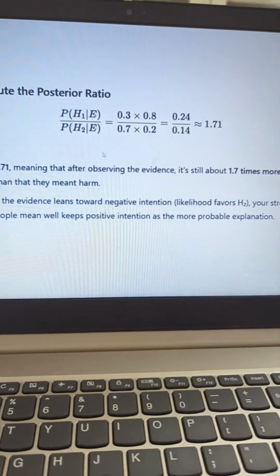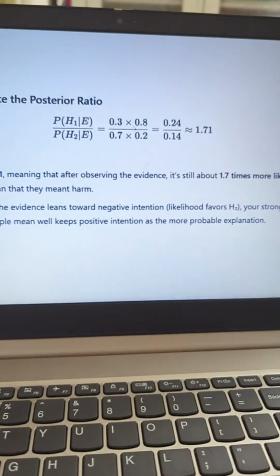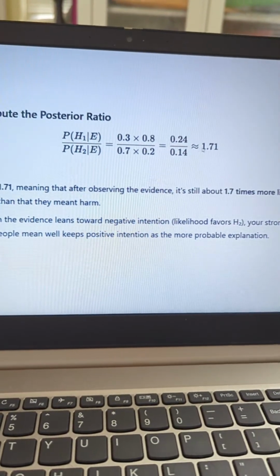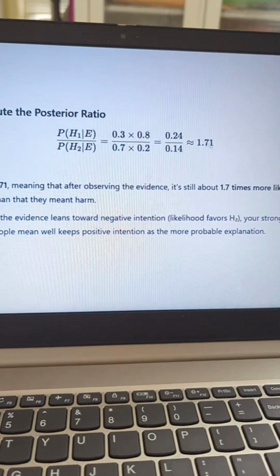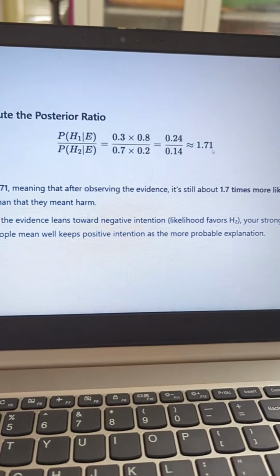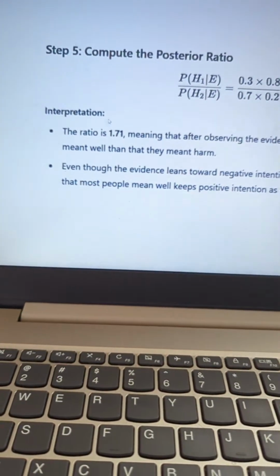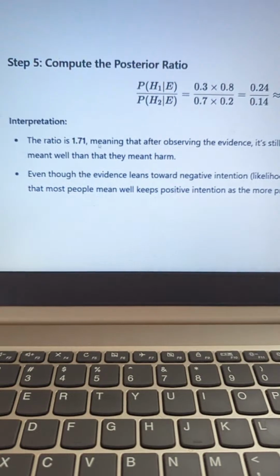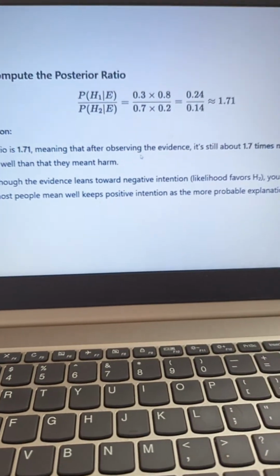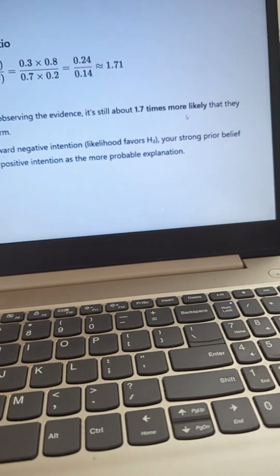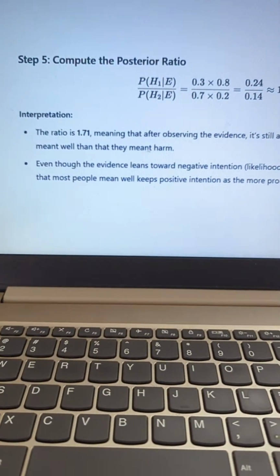So, 0.3 times 0.8 over 0.7 times 0.2. You end up with a ratio of 1.71, right? What does this mean now? How do we interpret this? The interpretation is that the ratio is 1.71, meaning that after observing the evidence, it's still about 1.7 times more likely that they meant well than that they meant harm.